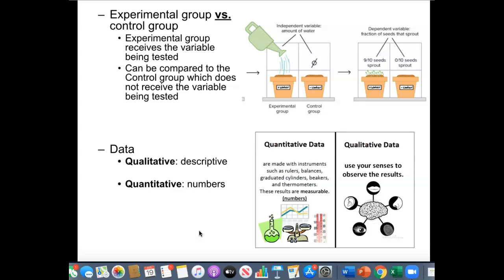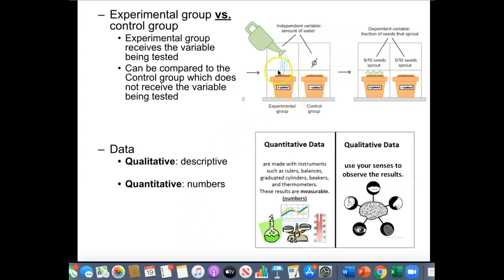Sometimes you'll have what's called a control group. That's different than a controlled variable. Not every experiment will have this, but if you have a control group, you also have an experimental group. The experimental group is going to receive whatever variable you're trying to test, whereas the control group will not get that. That way you'll know if a change is happening, it's likely due to whatever variable you're giving the experimental group.